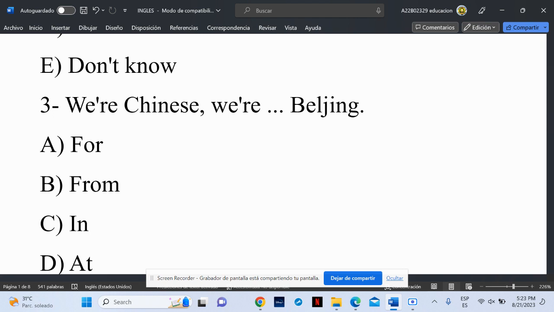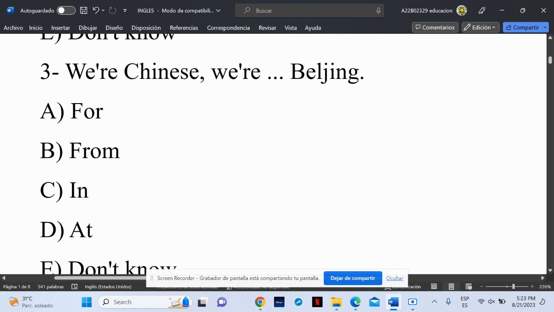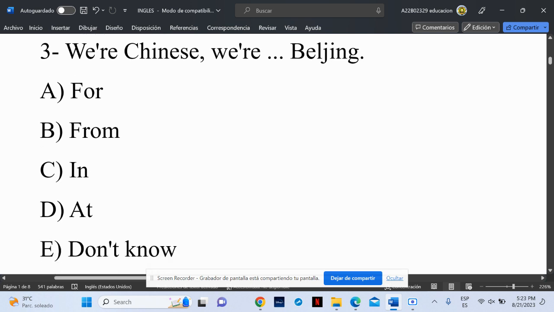The next one, letter B. Were Chinese were from Belgium. And the letter C, were Chinese were in Belgium. And the letter D, were Chinese were at Belgium. And the letter E, were Chinese were, I don't know, Belgium.